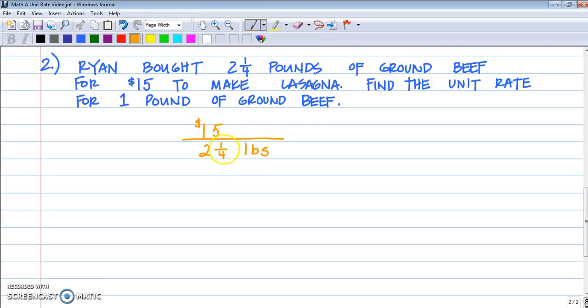I know that 2¼ pounds needs to be in the denominator because the problem states that I want to find the unit rate for 1 pound, which means I want pounds in the denominator. So that's how I was able to distinguish whether dollars or pounds would be in the numerator or the denominator. Before I start multiplying by a reciprocal, I'm going to change the denominator into an improper fraction. So 2 times 4 is 8 plus 1 is 9. So I have 9/4 pounds.